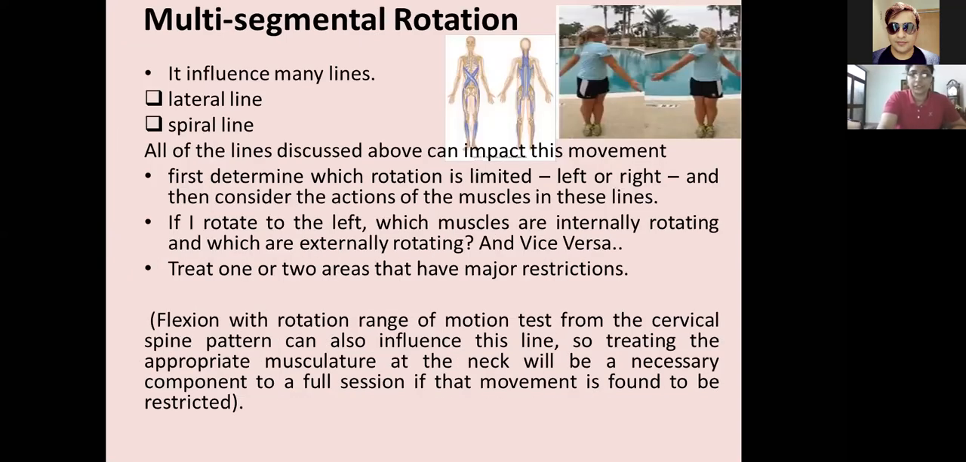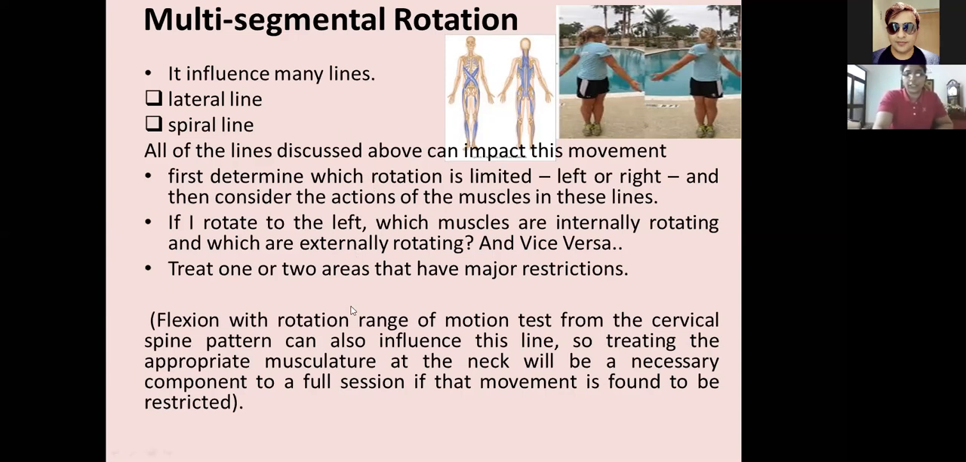The multi-segmental rotation influences many lines. The lateral lines also, because we are doing rotation, so the lateral lines and the spiral line of the body. All of the lines discussed above can impact this movement, that is the lateral or spiral line. First determine which rotation is limited, left or right, and then consider the action of these lines where the muscle is at fault. If I rotate to the left, which muscles are internally rotating and which are externally rotating? Some muscles on this side, the oblique muscles, are externally rotating and these muscles are internally rotating. So where the fault lies, treat one or two areas where the major restrictions are.